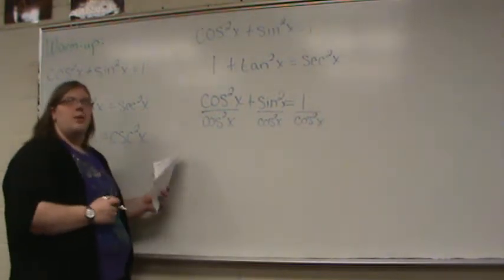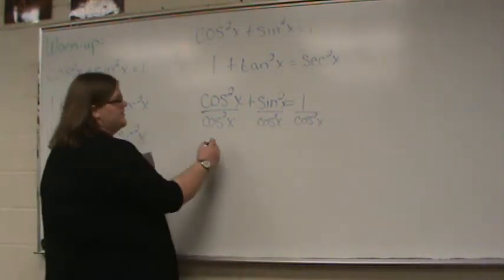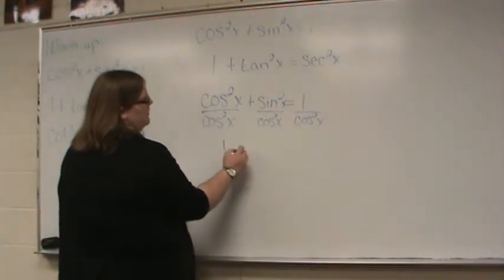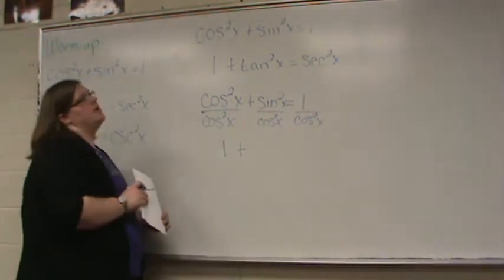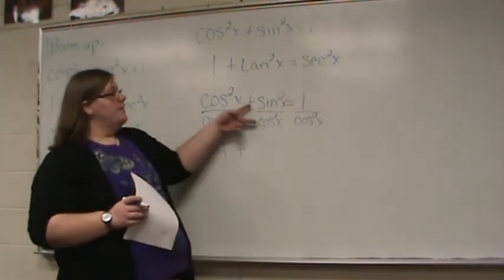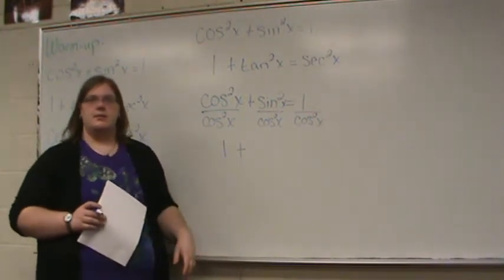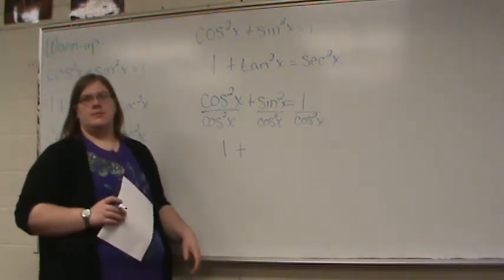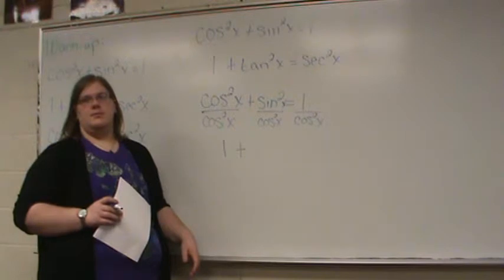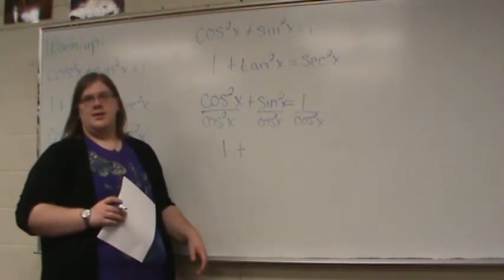So when we divide cosine squared by cosine squared, it gives us our 1. What's sine squared x over cosine squared x? It's tangent. Well, if we take away the squares, what's sine over cosine? Opposite over hypotenuse, and then adjacent over hypotenuse. So that cancels out the hypotenuse and becomes opposite over adjacent, which is tangent.